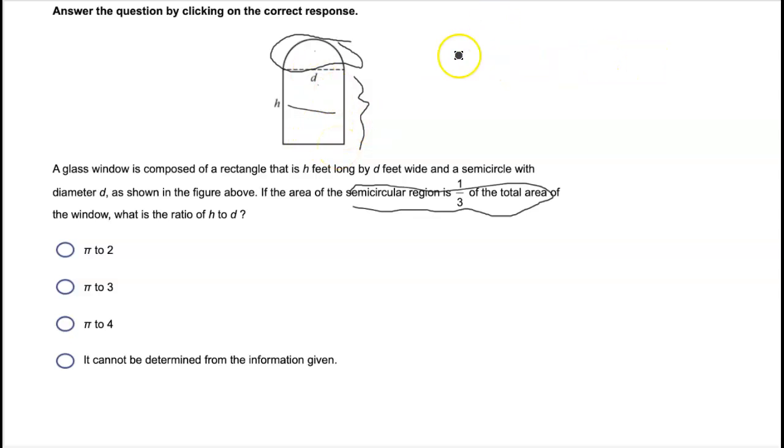So we know that the semicircle equals 1/2 of the rectangle. Well, an easier way to say that is the full circle is equal to the whole rectangle. So that's what I'm going to use because that's a little easier to think about, right?